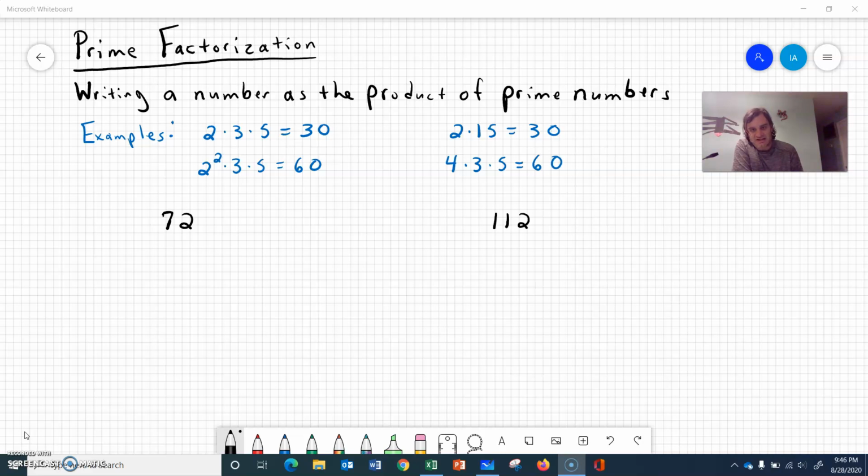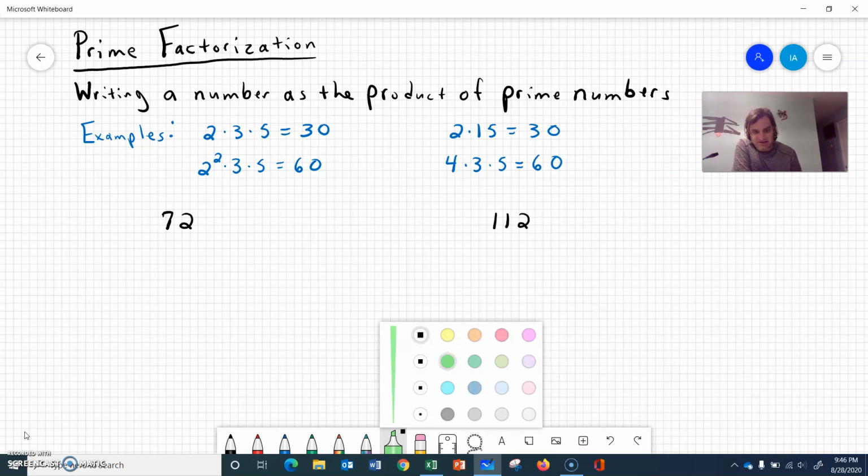Now on the other side, something that's bad, let's put a big X beside it so that we know it's bad. 2 times 15 equals 30. Well, 2 times 15 does equal 30, but 15 can be broken down again, right? It's 3 times 5. So this is not the prime factorization of 30.